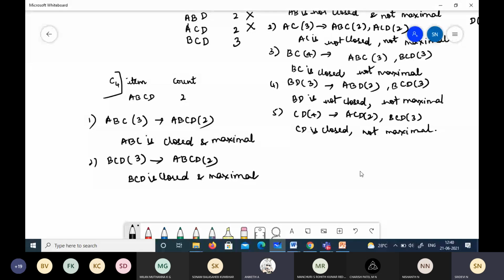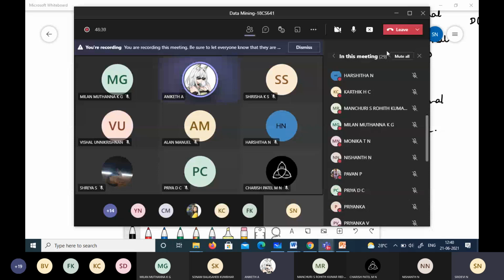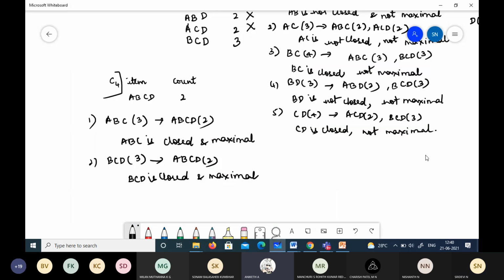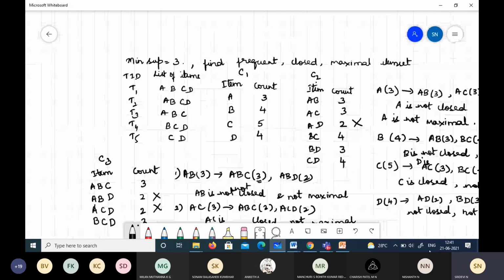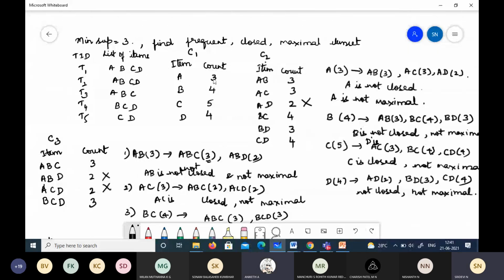Excuse me, ma'am. What can we consider as frequent, ma'am? It says frequent, closed, and maximal. What will we consider as frequent? The items which are appearing. A, B, C, D are the items, isn't it? So how frequently they are appearing in different transactions? The frequency. Okay, frequent, ma'am. Fine.